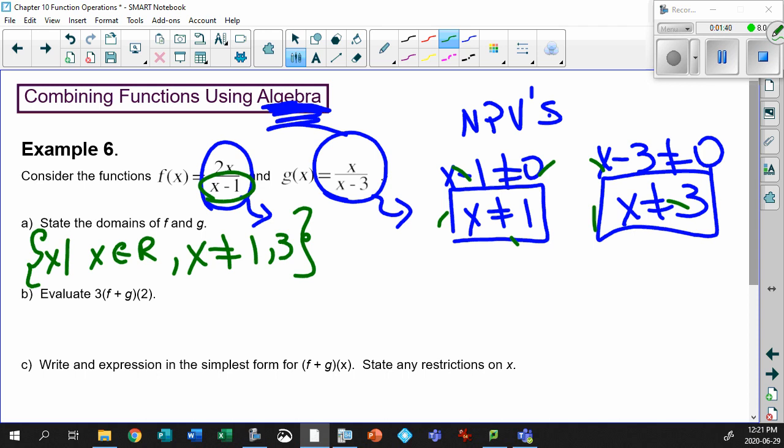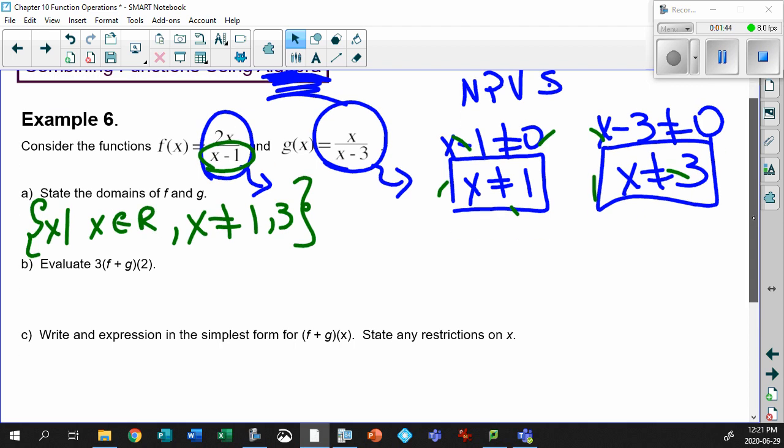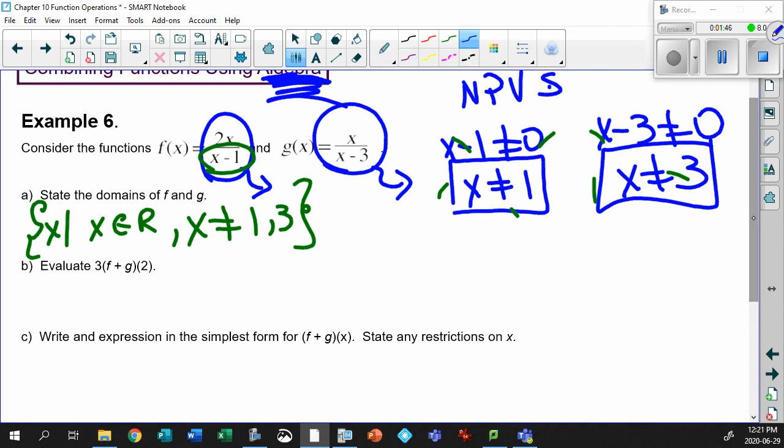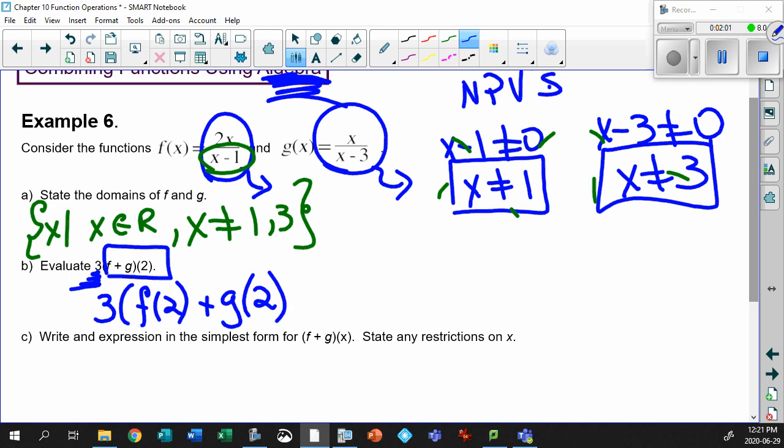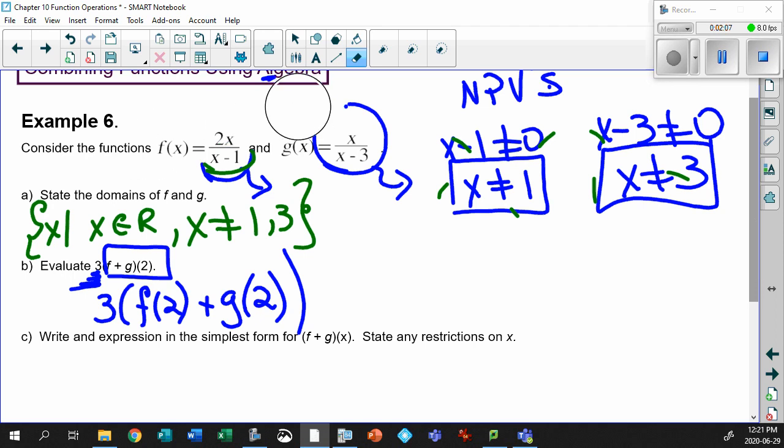Okay, so let's start figuring things out. Look at this. I'm giving you a funky equation here. I'm saying 3 times the value of f plus g at 2. So just go 3 times f at 2 plus g at 2. That's all it's asking you to do. So find me f of 2, find me g of 2, add them together, multiply by 3. That's as simple as that.